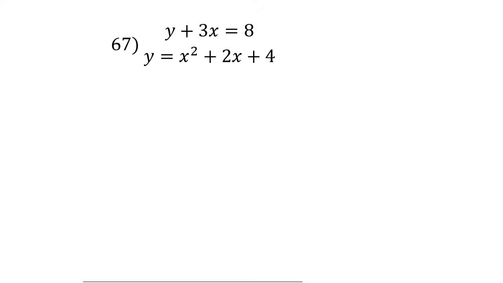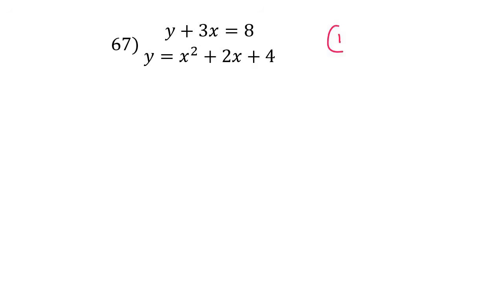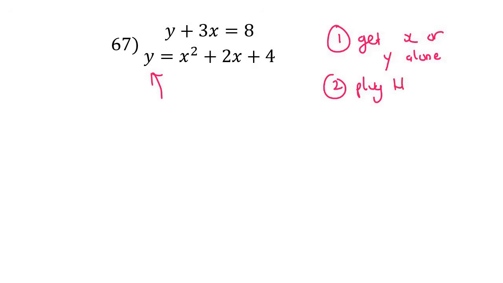Alright guys, so here we're going to do simultaneous equations to solve for x and y. So simultaneous equations are actually very easy. All you do, step 1, is get x or y alone. So you just want to get x or y alone. So I'm going to take this equation over here because we already have y alone. Can you see that? Step 2, plug that into the other equation.